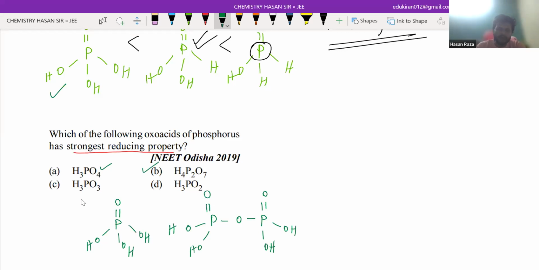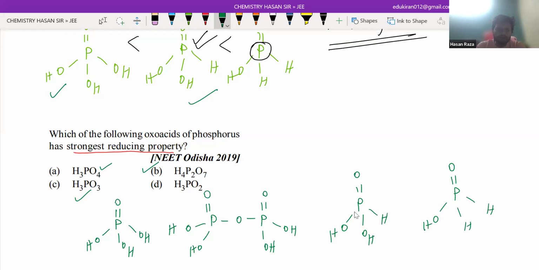And if you are going to write the structure of this, here is the structure of H3PO3. And for H3PO2, you know the structure is also drawn above.